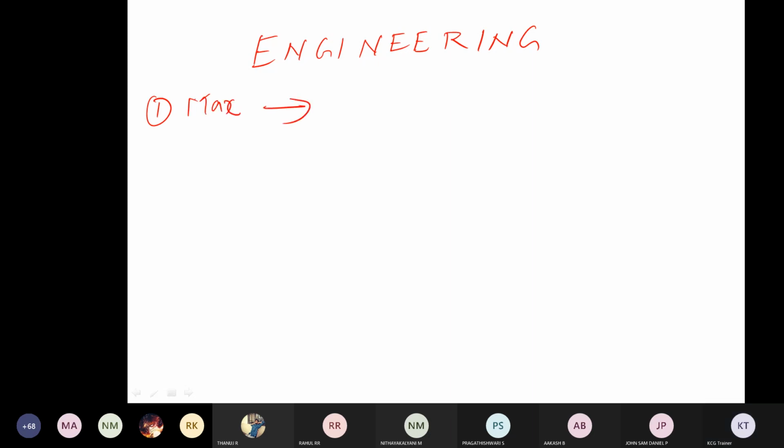Let me show you one more example with some more repetition. I'll take a word called engineering. Students, tell me for engineering, what is the maximum words possible? Maximum how many words possible without any condition? How to find the answer? Just now I told you.